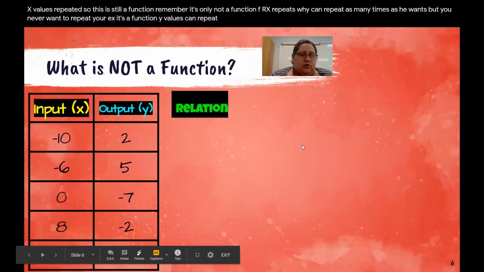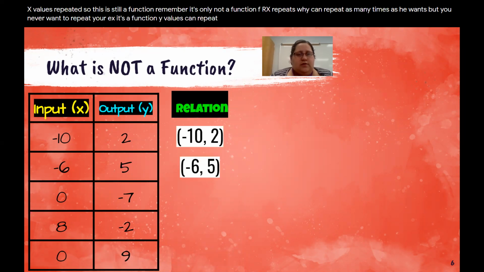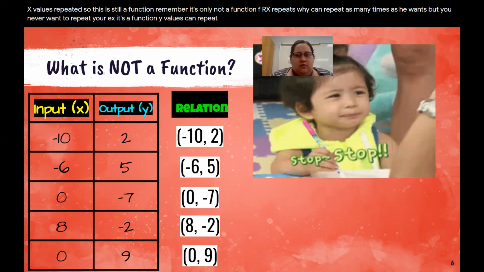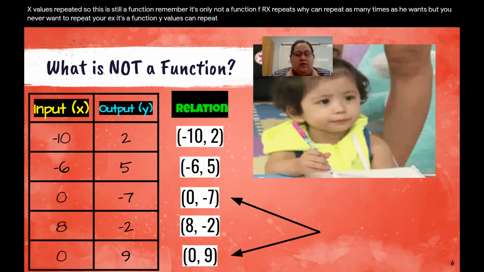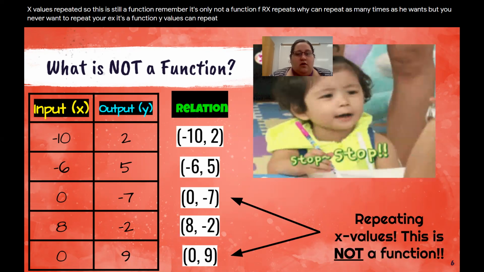So what's not a function? We have -10, 2, -6, 5, 0, -7, 8, 2, and 0, 9. So like we said, if you repeat your x, it's not a function. So let's look at our x's. Do we have anything that repeats? We have 0, -7, and we have 0, 9. Repeating x values, this is not a function.